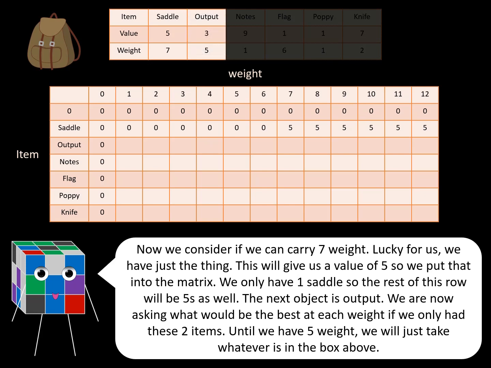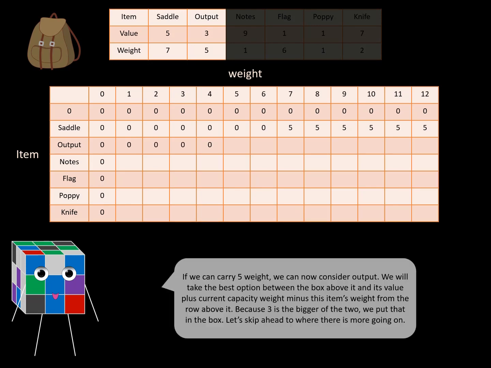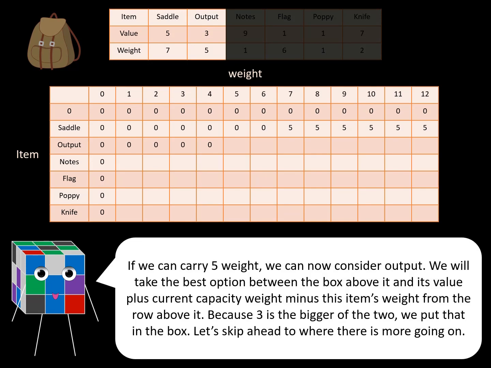We are now asking what would be the best at each weight if we only had these 2 items. Until we have 5 weight, we will just take whatever is in the box above. If we can carry 5 weight, we can now consider output. We will take the best option between the box above it and its value, plus current capacity weight minus this item's weight from the row above it. Because 3 is the bigger of the 2, we put that in the box. Let's skip ahead to where there is more going on.